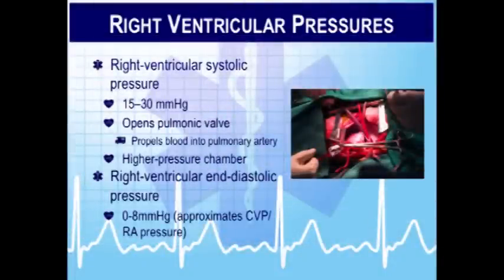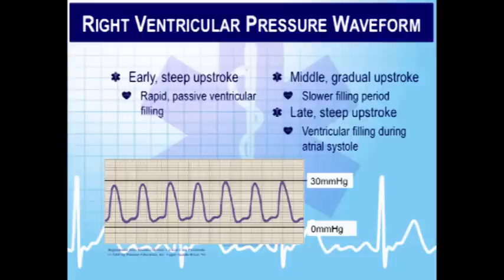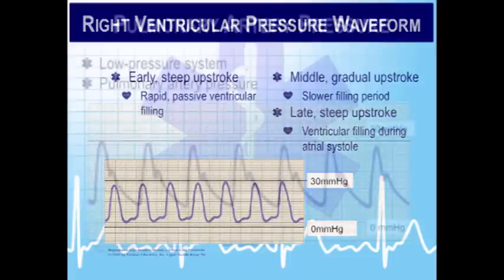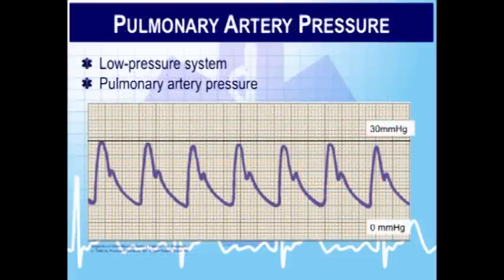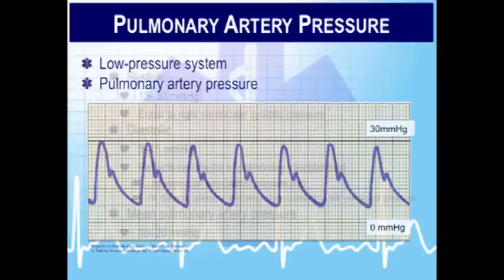Right ventricular pressures. I'm just going to glance over this. There's your right ventricular waveform again, and here's your pulmonary artery waveform. Systolic in the 20s to 30s, diastolic in the teens. It has a dicrotic notch.